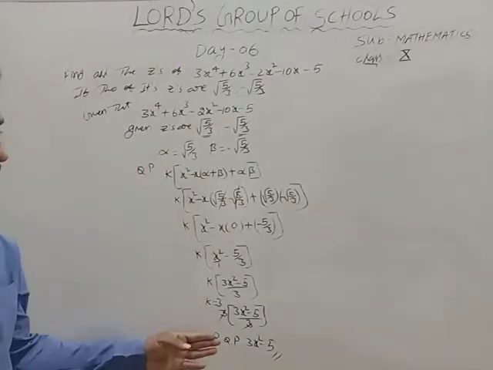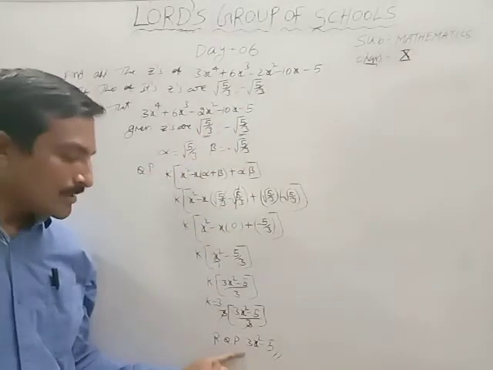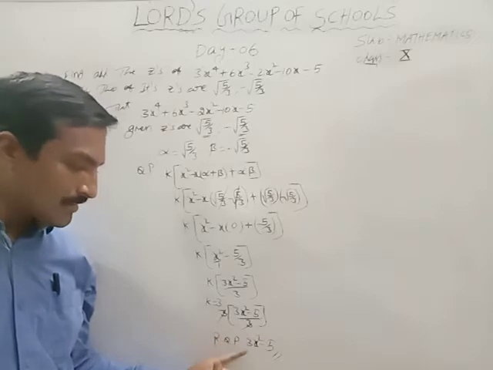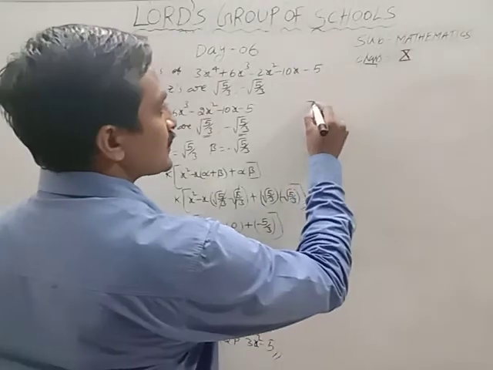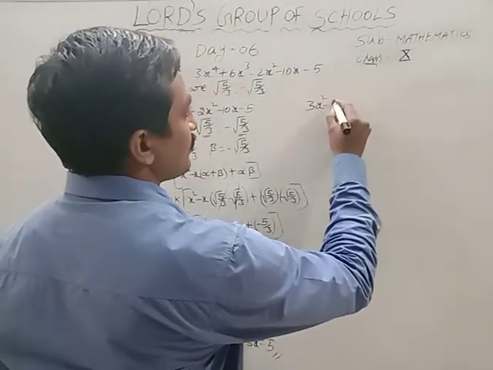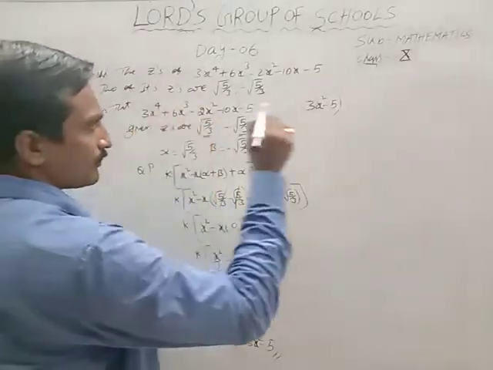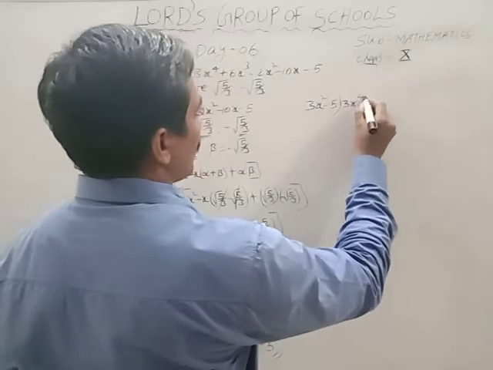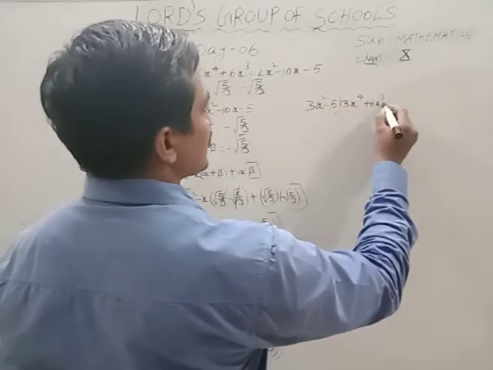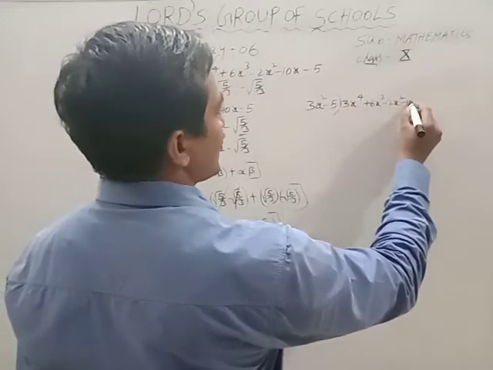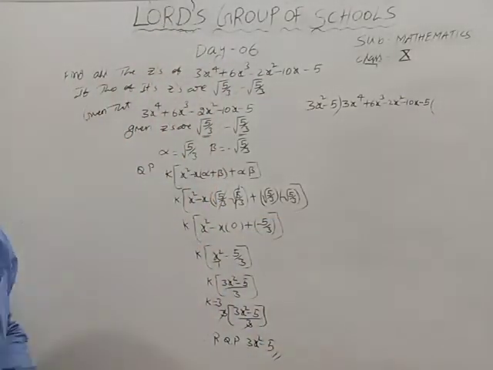How do we know the required quadratic? Using the given two zeros, you are getting a quadratic polynomial only. So what you get, 3x square minus 5, is acting as a divisor. What is the given polynomial? This is acting as a dividend: 3x power 4 plus 6x cube minus 2x square minus 10x minus 5. Now comes the process of division.